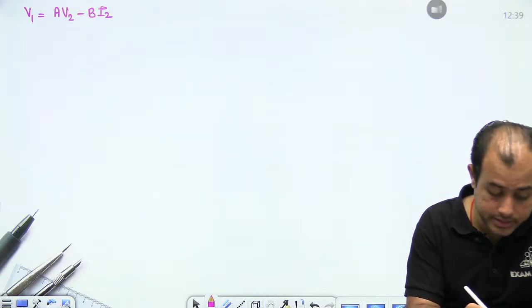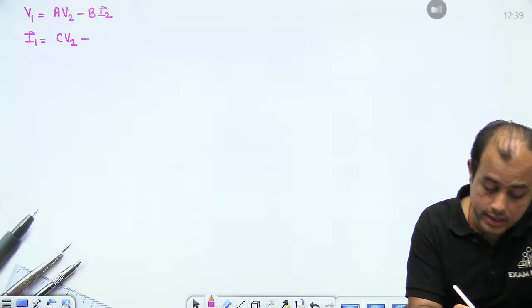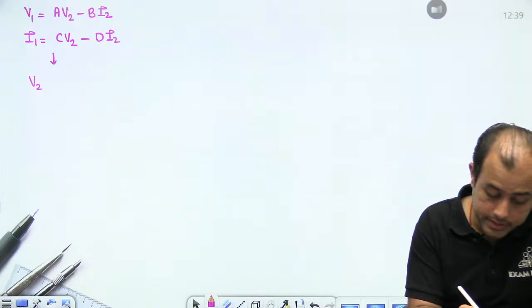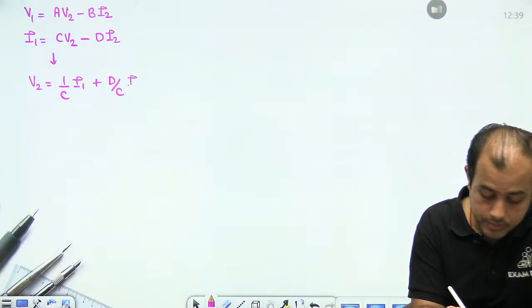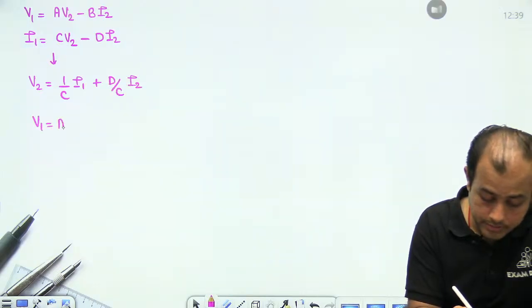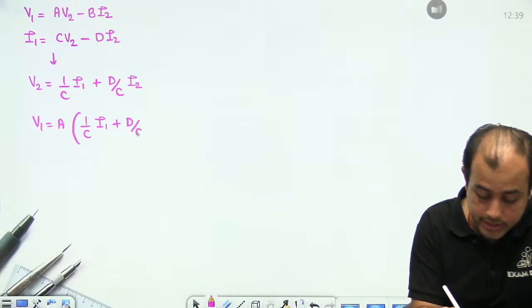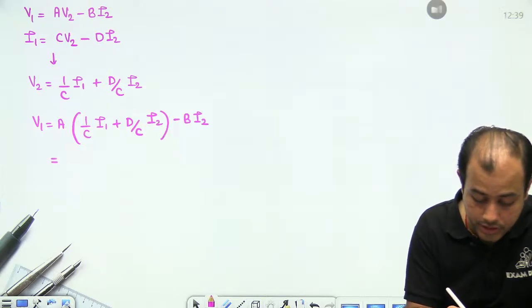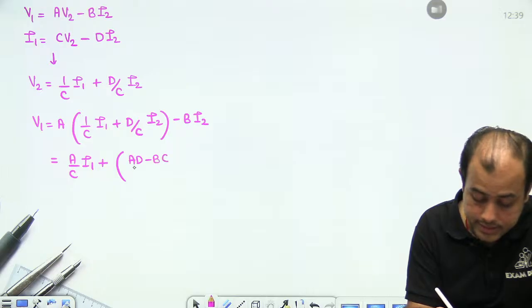So this is my ABCD parameter. So what do I need? I need V1 and V2 in terms of I1, I2. So V2 is basically 1 by C I1 plus D by C I2. What about V1? A. Substitute V2. Parameter conversion is very easy, you just need to know what is needed on the LHS and RHS. Conversion of parameters is very easy once you know what you need on the LHS and RHS.